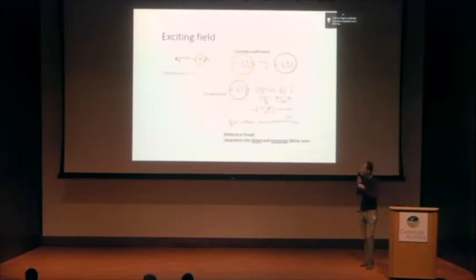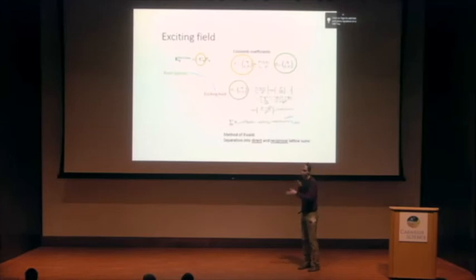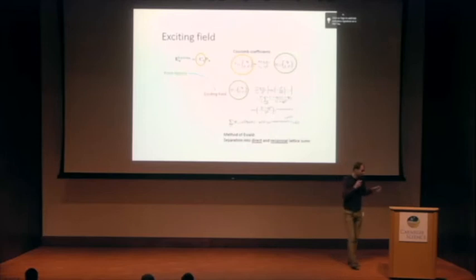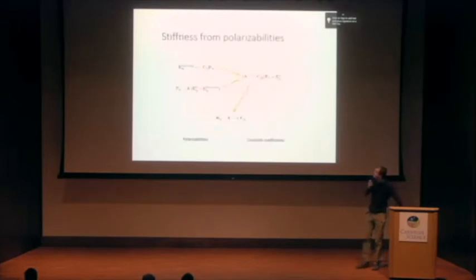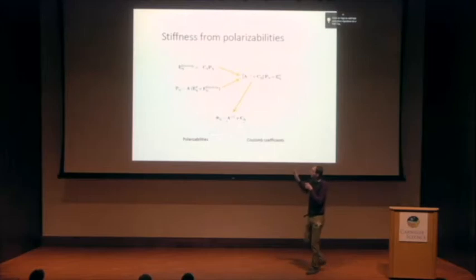The exciting field is calculated exactly as it is for the shell model. So I just skip this slide. It is a summation in real space and reciprocal space. It's easy to find in the textbooks. And then, by using simple linear relations, we can find the stiffness matrix.